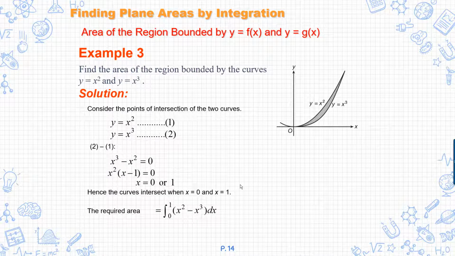Simply, the required area is integral 0 to 1 x cube subtracted from x square. That is, the required area is integral 0 to 1 x square minus x cube dx. Quickly solving it, the integral of x square is x cube by 3, while integral of x cube is x power 4 by 4, and lower and upper limits are 0 and 1. Solving it, we get the answer 1 by 12. That means the area bounded by y is equal to x square and y is equal to x cube is simply 1 over 12.